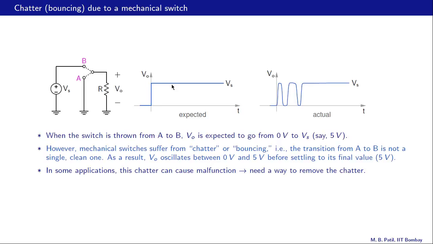Instead of a single transition, we have now got this strange waveform, and in some applications this chatter can cause malfunction. For example, if we are counting these low to high transitions using an electronic circuit, we will feed that VO waveform to that electronic circuit, and the electronic circuit will then count these low to high transitions. So what we expect is that the count will go up by 1 when we turn the switch from A to B. In reality, what will happen is the count will go up by 3 because there is one transition here, another transition here, and a third transition here. So clearly there is a problem, and we need a way to remove this chatter.